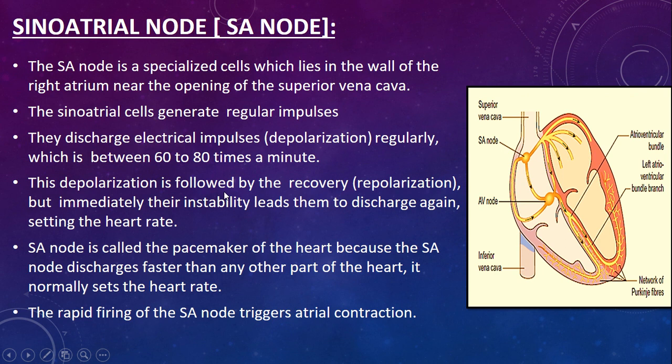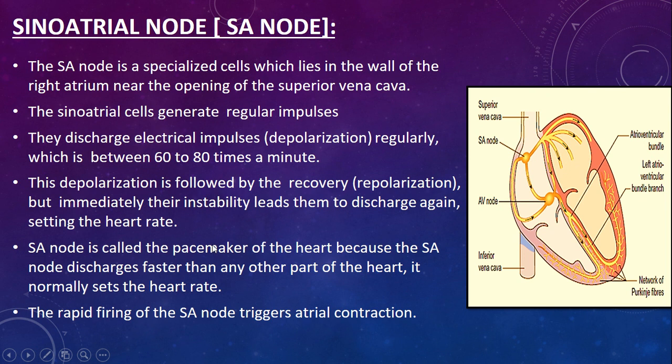This depolarization is followed by the recovery, that is the repolarization, but immediately their instability leads them to discharge again, setting the heart rate. First the depolarization happens, meaning the contraction, followed by the repolarization, meaning getting back to the original state. It happens all of a sudden, within seconds. That instability starts them to discharge again. This makes the heart set a heart rate. The SA node is the main thing which sets the heart rate for a person.